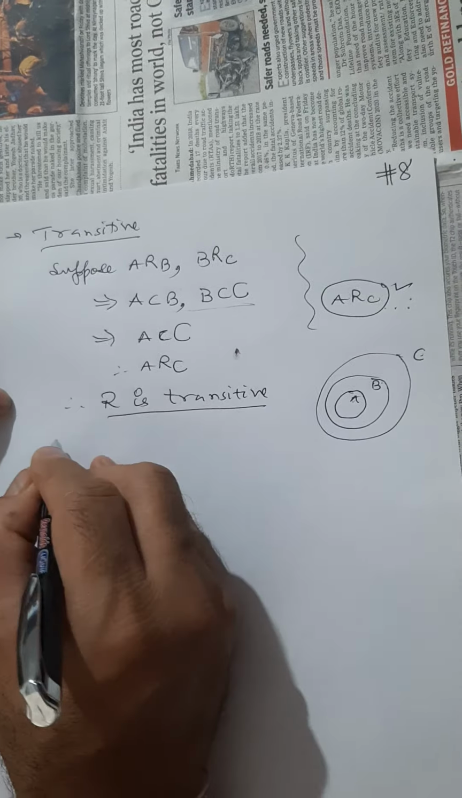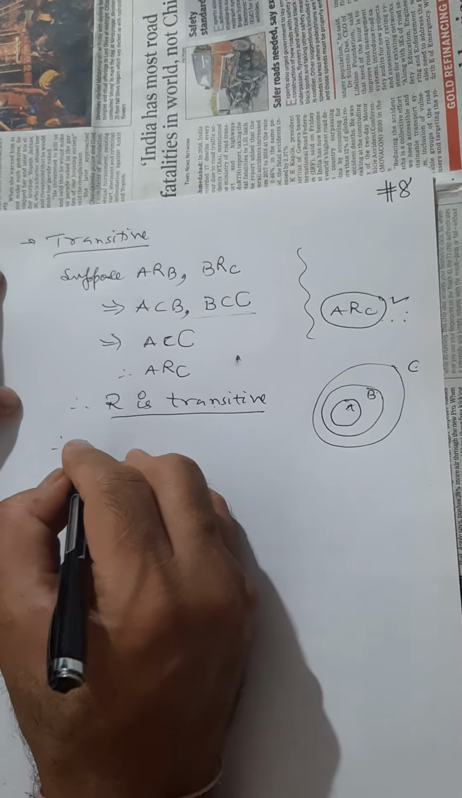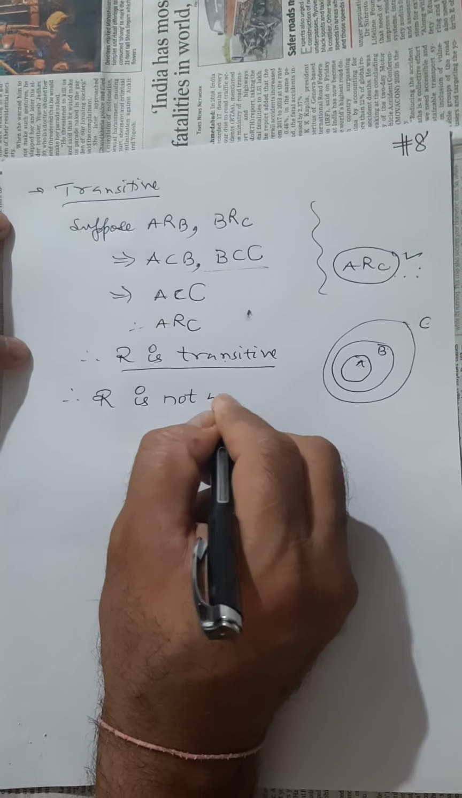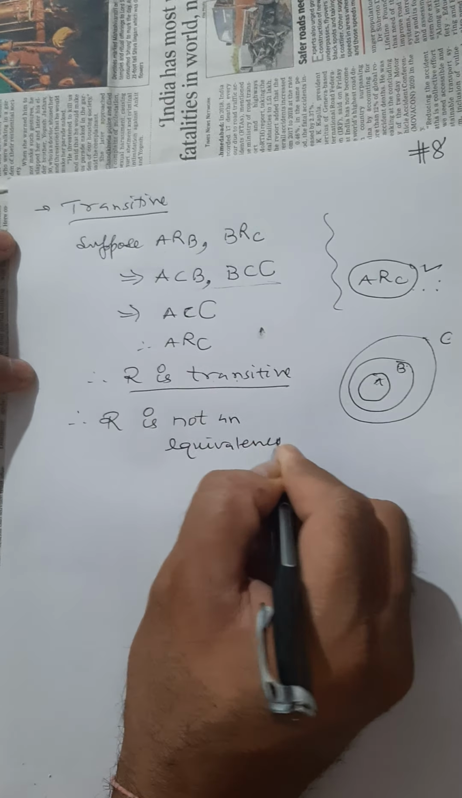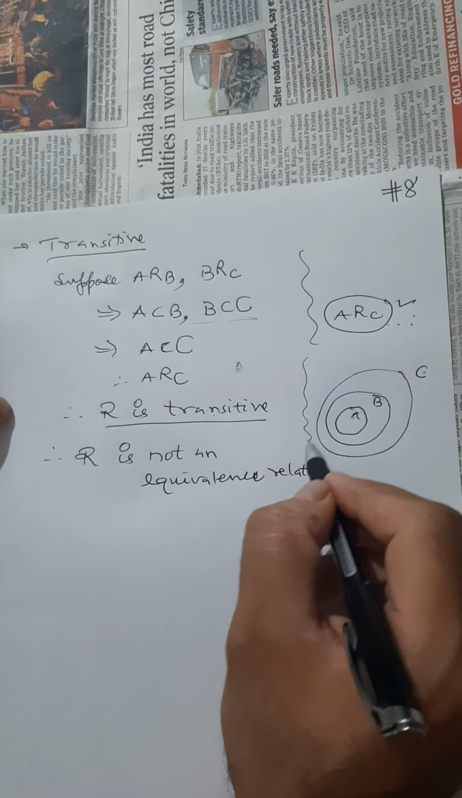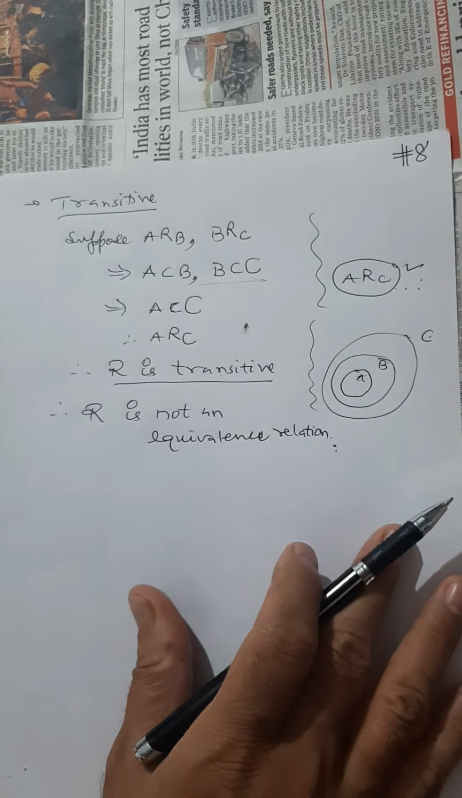And therefore you can say that R is reflexive, not symmetric and transitive, and R is not an equivalence relation. That was the question: is this an equivalence relation? The answer is no, because it's not symmetric.